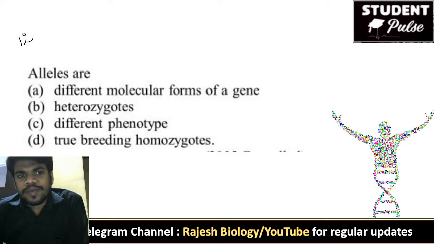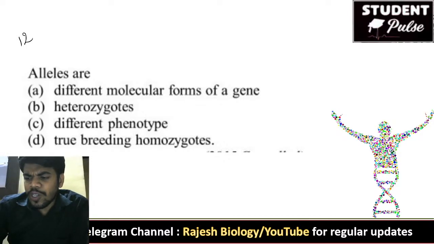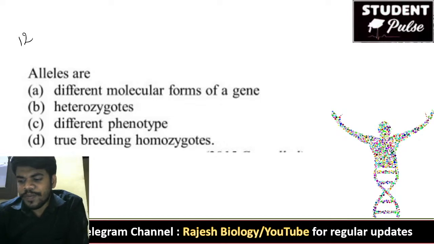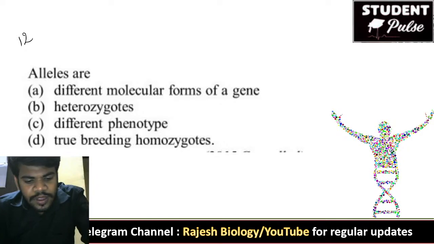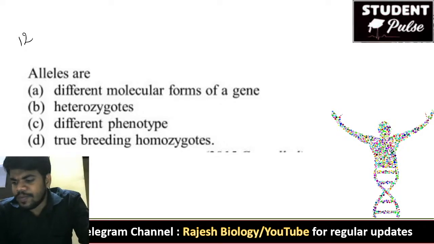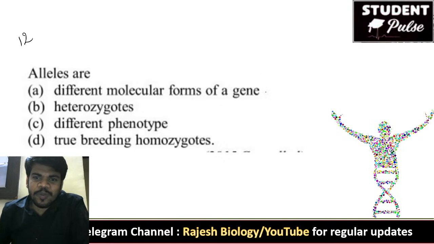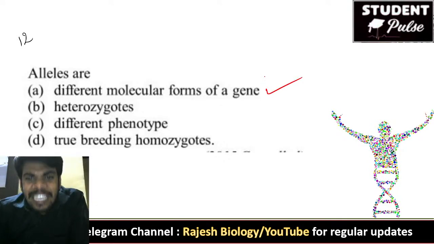Yes, superb. 12th question. Dinesh, try to mention the question number from now onwards. Alleles are, what are alleles? These are the alternative forms of the gene. Alleles are different molecular forms of a gene. Sahina, are you giving the answer as A for the 12th question or the 11th question? Yes, Sahina, excellent. So different molecular forms of the same gene are called alleles. They are also called alternative forms of the gene.